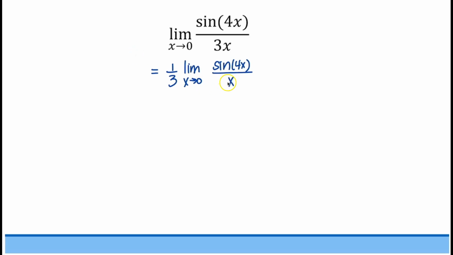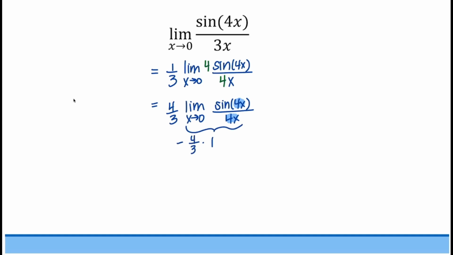Again, I really want a 4x in the denominator, so I'm going to put a 4 in the denominator, but that changes the problem. So I also have to multiply the numerator by 4. And now 4 divided by 4 is 1, so I haven't changed the problem at all. I've just rewritten it in a clever way. Now I want to take that 4 in the numerator and pull that out as well and multiply it to the 1/3 in the front, leaving me with 4/3, the limit as x approaches 0, of sine of 4x over 4x. So I do have that nice form where I know that this limit is equal to 1. So that's multiplied by the 4/3 in front for a final answer of 4/3.